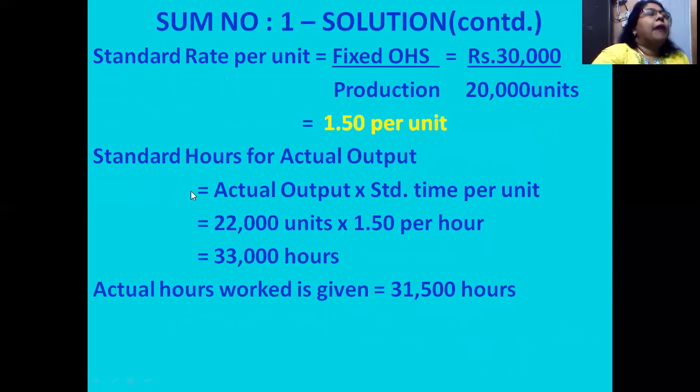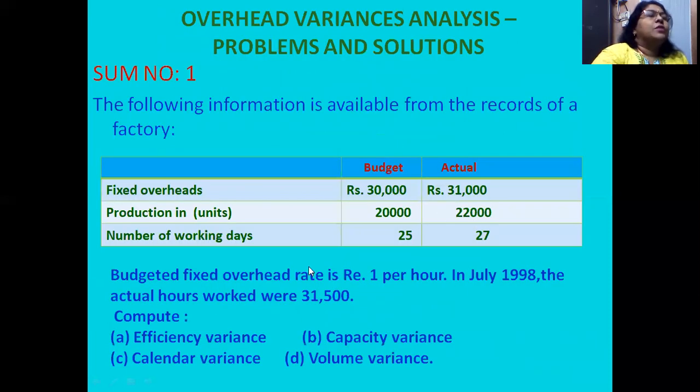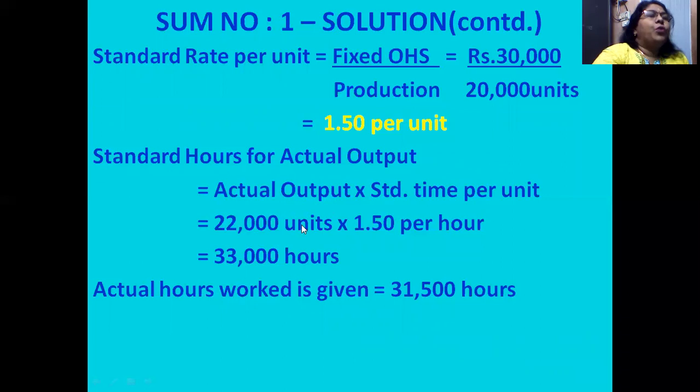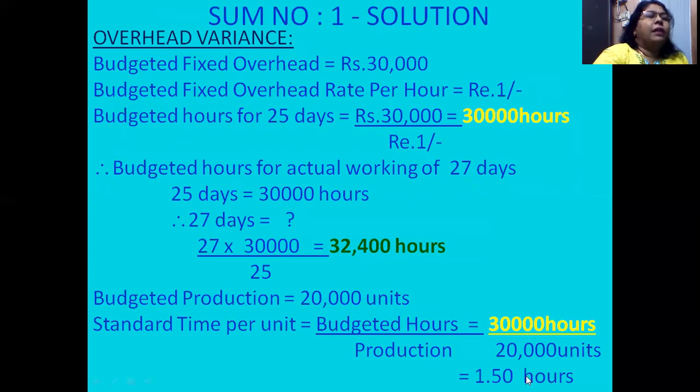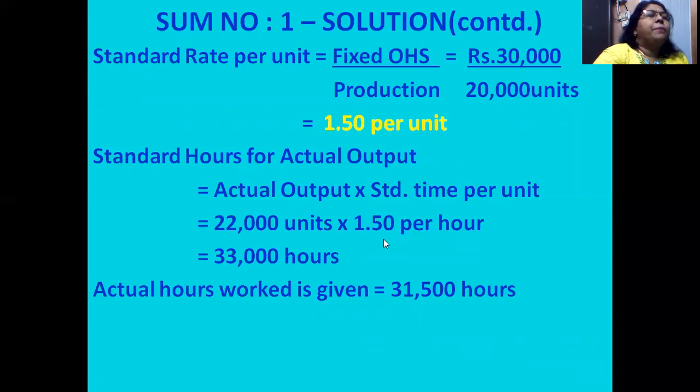Next, I calculated standard hours for actual output. How to calculate standard hours for actual output: take the actual output which is given in the problem, that is 22,000 units. So what is the actual output? 22,000 units into standard time per unit, given as 1.50. Standard time per unit, in the previous slide we calculated, right? So standard time per unit is 1.50 per hour.